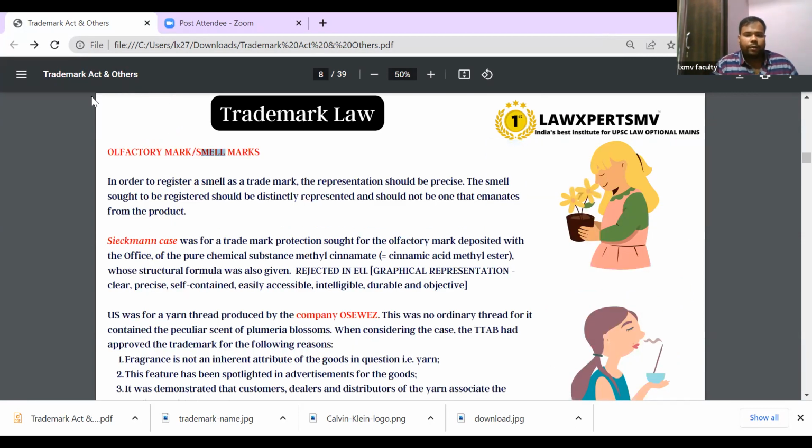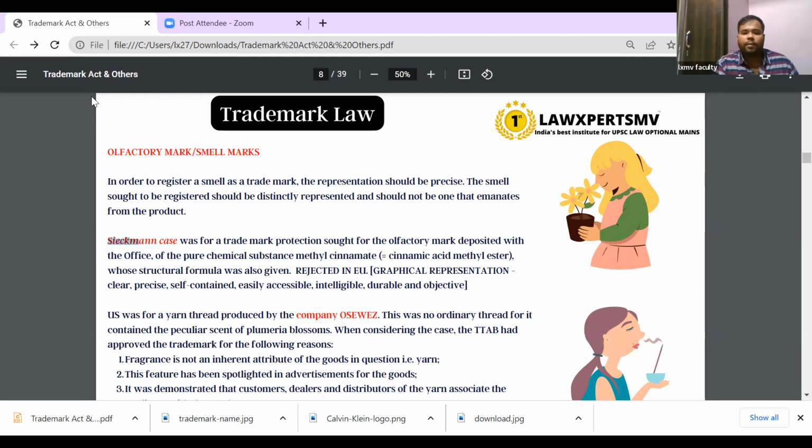The second type we are going to see is smell marks. Smell marks are nothing but a particular kind of smell, a particular kind of odor, that can be registered as a trademark. But in India, we don't have such a smell mark as of now. The issue with respect to the smell mark is that it doesn't have a graphical representation. You won't be able to provide any notes for graphical representation with respect to smell marks. So that is one of the issues.